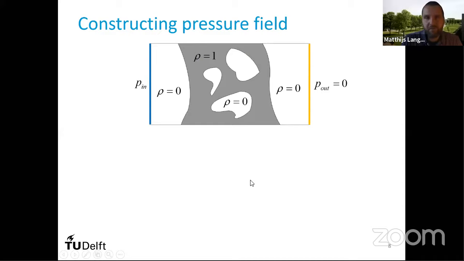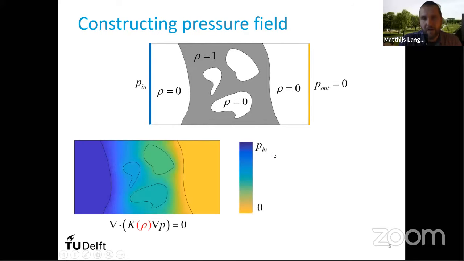And to illustrate how this works in two dimensions, here I have another schematic example. Again, on the left, there is the input pressure, and on the right, there is the output pressure, which we set to zero. And we have a certain density distribution in the domain. Now, if we apply the conventional Darcy PDE with density-dependent flow coefficient, we get this gradual distribution of pressure values. And that's not what we want, like in the 1D example.